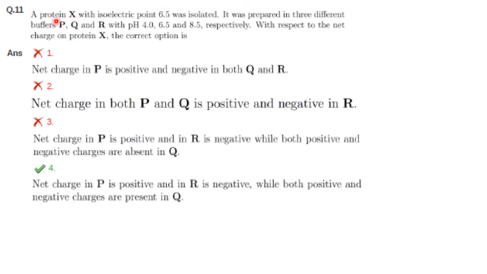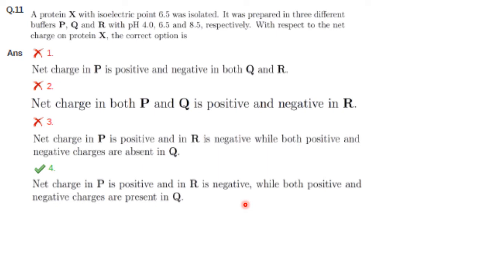Then next one. A protein X with isoelectric point 6.5 was isolated. It was prepared in 3 different buffers P, Q and R with pH 4, 6.5 and 8.5 respectively. With respect to the net charge on the protein, the correct option is, okay. So isoelectric point is the pH of a solution at which the net charge of the protein becomes 0. So it will have both positive and negative charges. It will be 0.